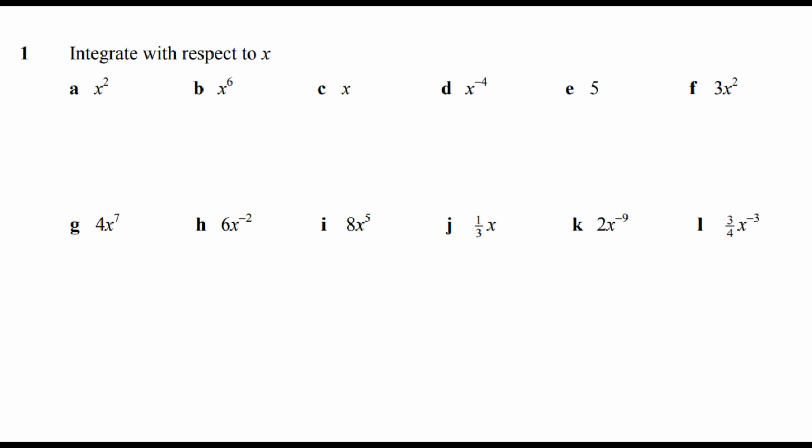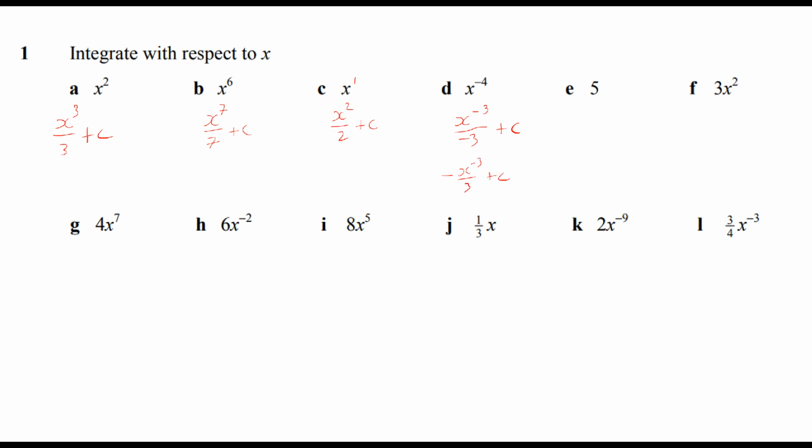Okay, we'll go through these now. If I integrate x squared, I will get x cubed over 3 plus c. X to the 6, I will get x to the 7 over 7 plus c. X on its own, well, that's x to the power 1. So integrating it gives me x squared over 2 plus c. X to the minus 4, I add 1 to the power, giving me minus 3. Then I divide by minus 3 and add c. This is just the same as minus x to the minus 3 over 3 plus c.